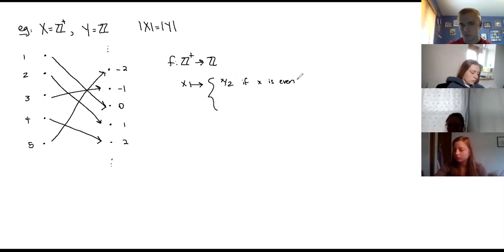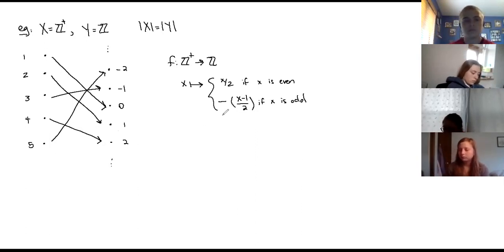So let's look at our even numbers and make sure this works, right? X divided by 2 if x is even. So 2 is even. That means that 2 should get sent to 2 divided by 2, which is 1. It does. That's good. 4 is even. So 4 should get sent to 4 divided by 2, which is 2. That's good. It also does. And then this is the more complicated part. Odd numbers get sent to negatives, and we want to do negative x minus 1 over 2 if x is odd.